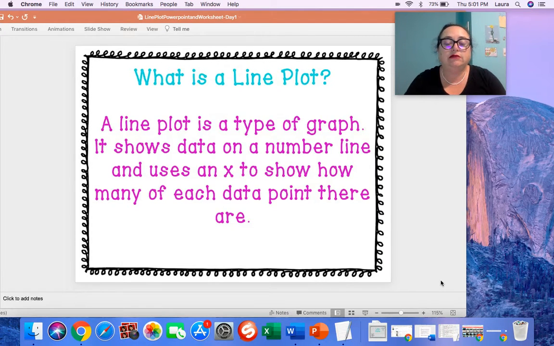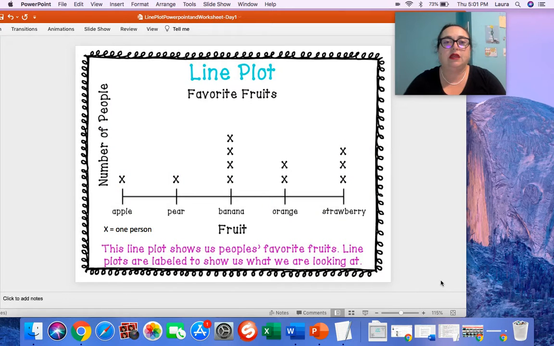So basically, let's take a look at our graph here. In this graph, it is labeled favorite fruits. We have the name of the fruits along the bottom. And along the other axis, the vertical axis, it says number of people, right? And we have our little key and it says X equals one person. So these are people's favorite fruits. And we can see that one person likes apples, one person likes pears, looks like 4 people like bananas.